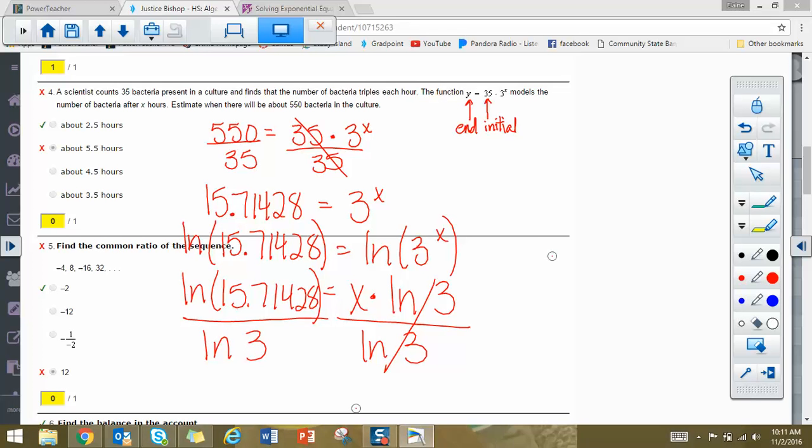So in your calculator, you should have an ln button. You'll type the ln of 15.71428, and because we've rounded, I've got enough digits there that it should work, and you're going to divide it by the ln of 3, and you should get 2.5073. So this is hours. It's about 2.5 hours, or that first answer choice there.